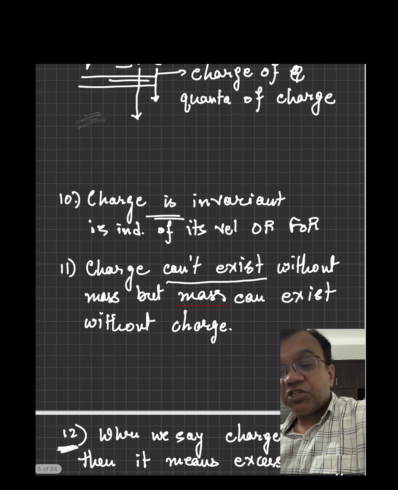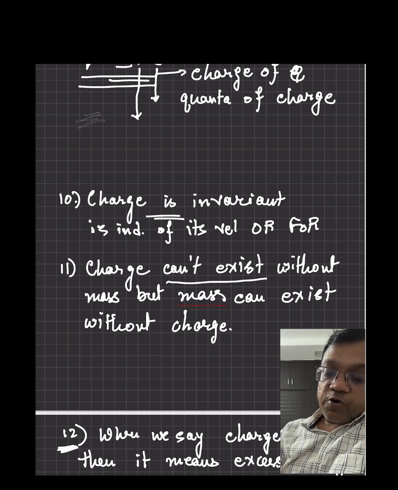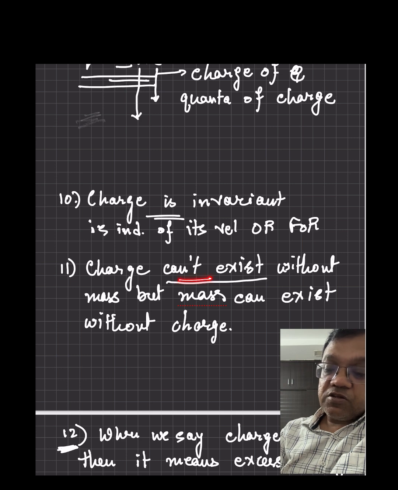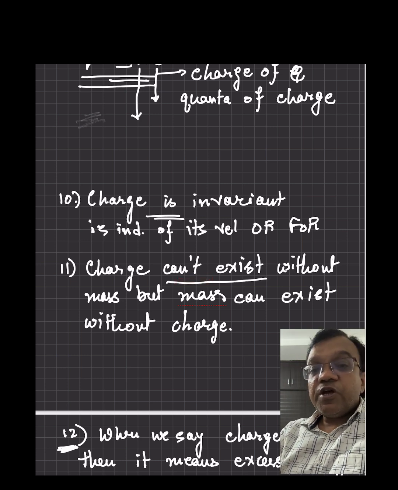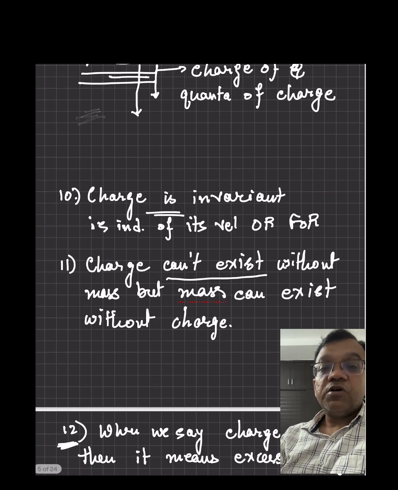Another thing is charge cannot exist without mass, but mass can exist without charge. It means if one body has mass, it may or may not have charge. But if a body has charge, then 100% it is going to have some mass.